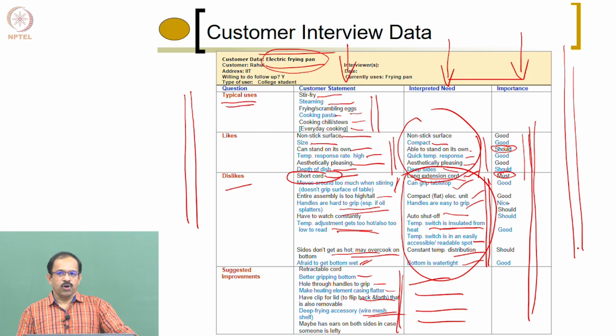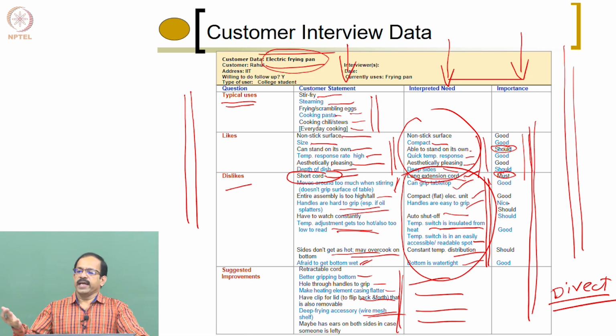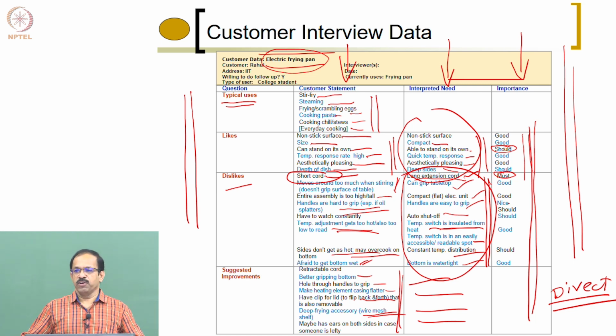All right. So we discussed the many types of needs in the previous class. What are the types of needs? Direct needs and latent needs. These are the two major categories. So when you ask these questions, what you are getting is the direct needs of the customer. How do you get the latent needs of the product? Is there any way to get the latent needs?